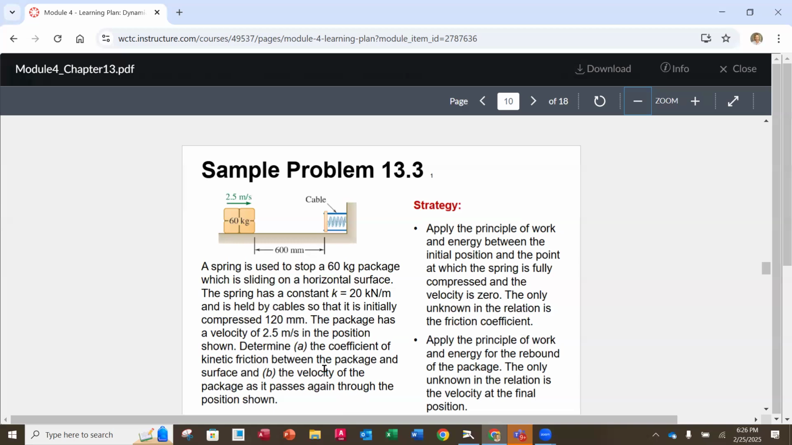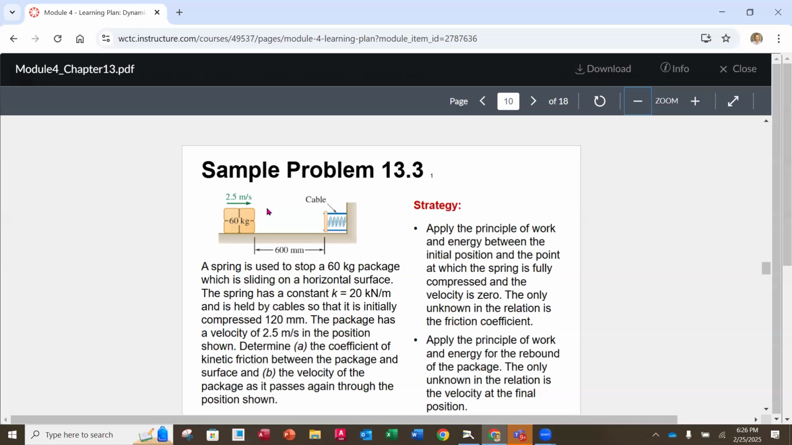So we're actually going to be looking at this in three positions. Position 1 is as the package is moving to the right. Position 2 is at the maximum deflection of the spring, where it actually stops before it starts going back in the opposite direction. And then position 3 is moving in the opposite direction, back in the same place that position 1 was. Does that make sense? So we're going in, compressing, and coming back out.